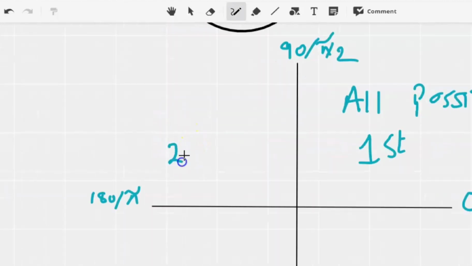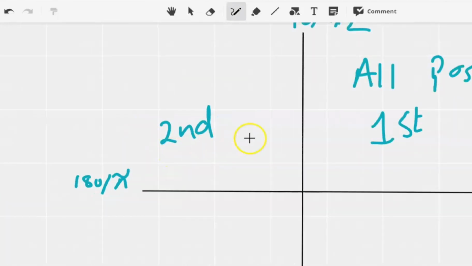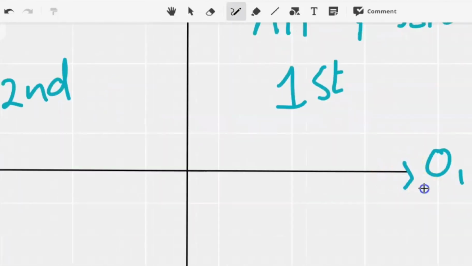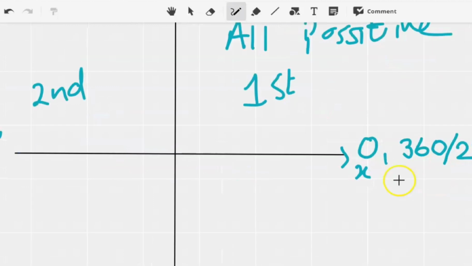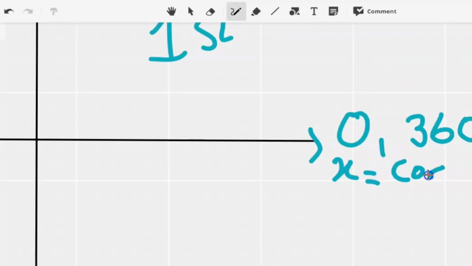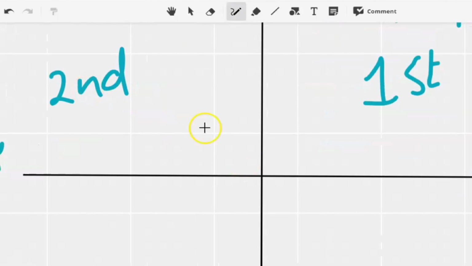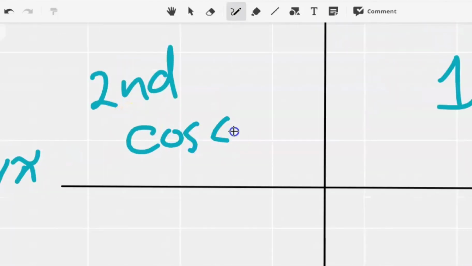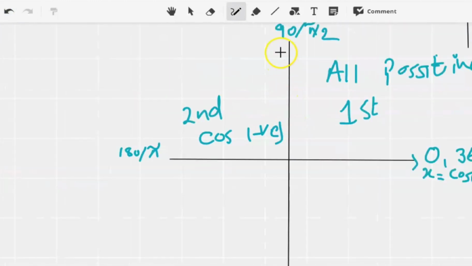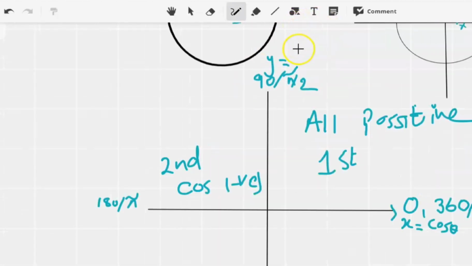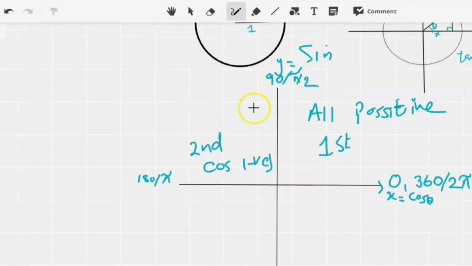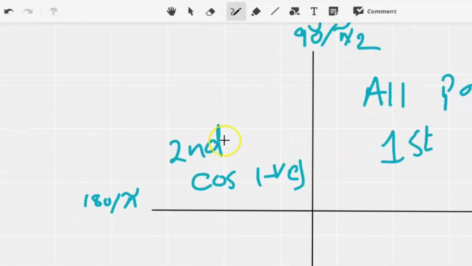Okay, in the second quadrant, you know x is on this side, the negative side of the x-axis. We have said that x is cos theta, so that means cos is negative here. And then there is sine. Sine was y, and above the x-axis, sine is positive. So that means sine is positive in here.